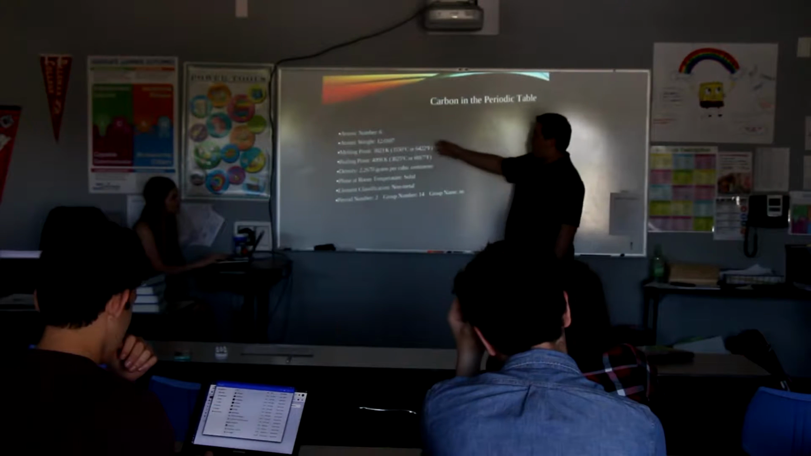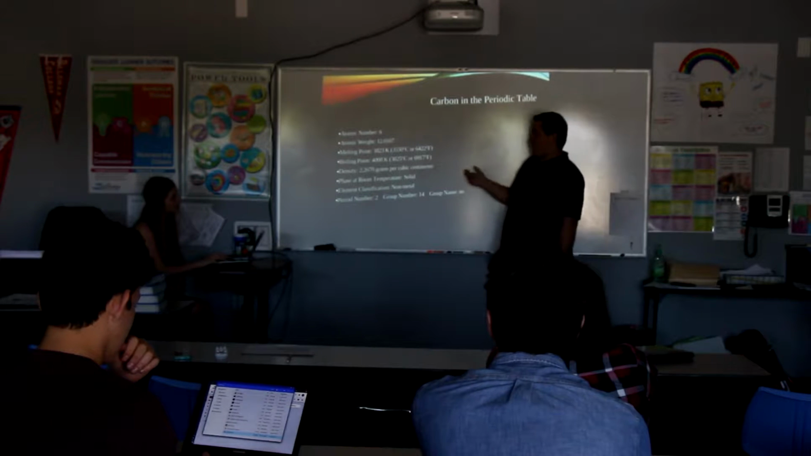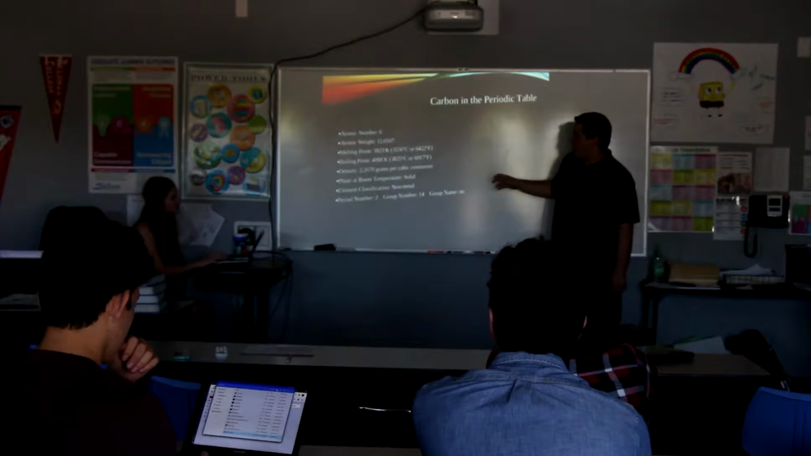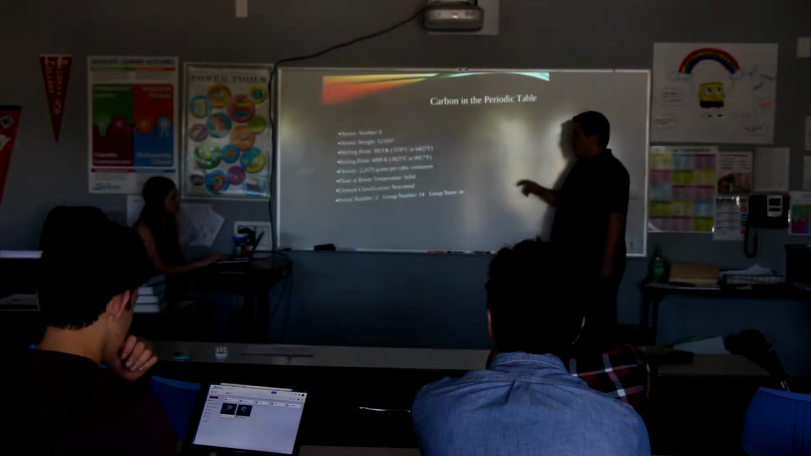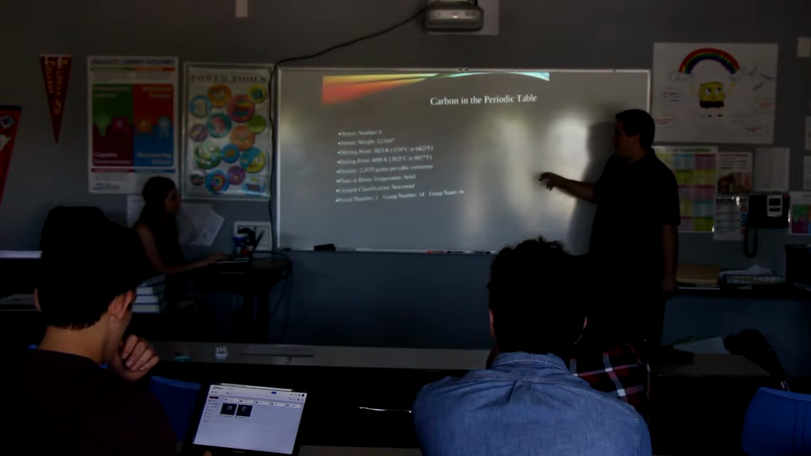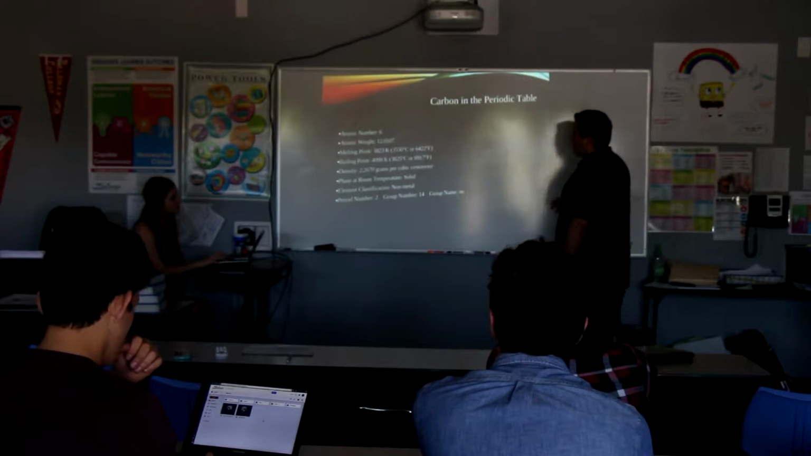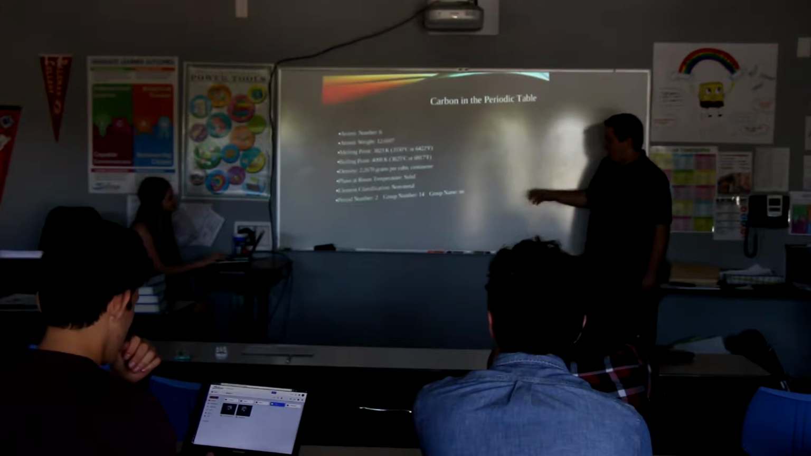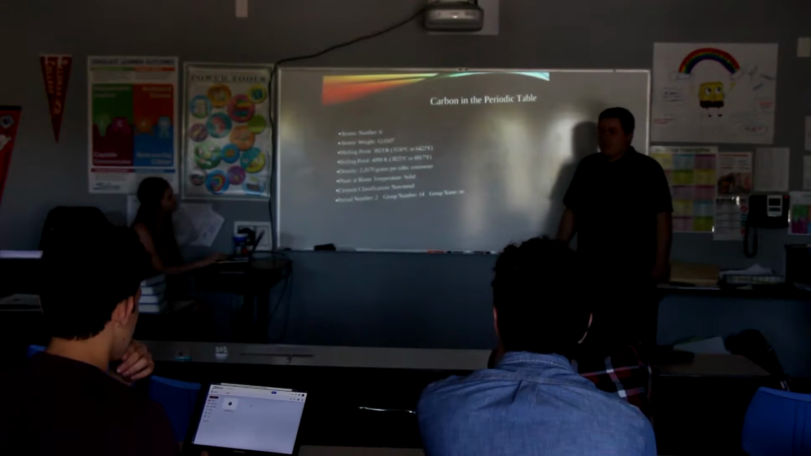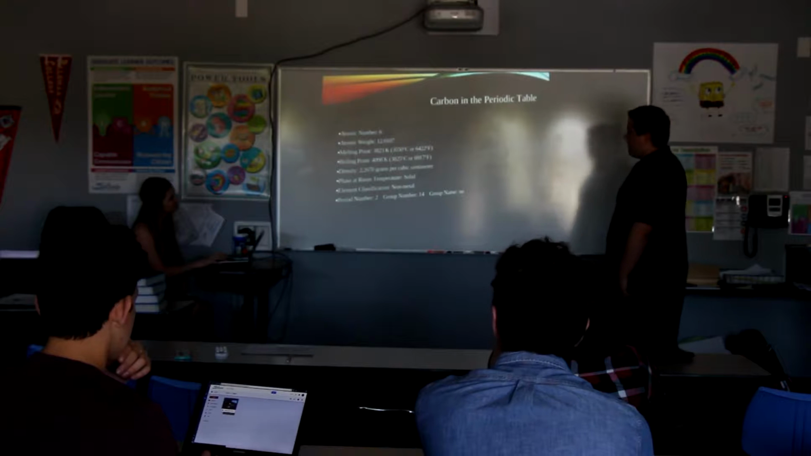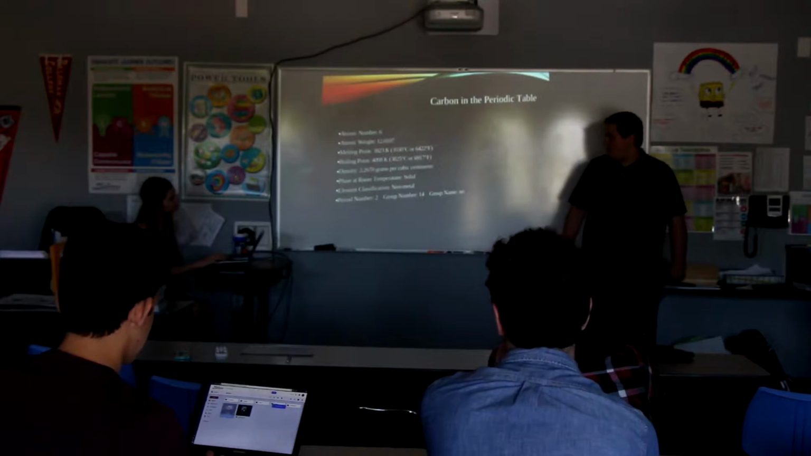The atomic number of carbon is 6. The atomic weight is 12.0107. The melting point is 3,823 Kelvin, or 3,550 Celsius. The boiling point of carbon is 4,098 Kelvin, or 3,825 Celsius. The density of carbon is 2.2670 grams per cubic centimeter.